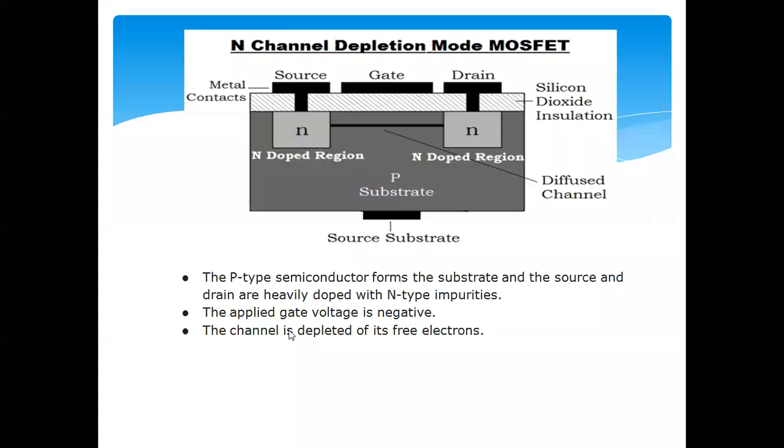Now, the gate voltage applied is negative. See, for a depletion MOSFET, whatever gate voltage we are applying is a negative voltage, and the channel is depleted of its free electrons. As it's an n channel, the majority carriers are electrons, right? For a p type, the majority carriers will be holes, or positive charges, right? So now you are clear with all these terminologies and basics from your ECAT. So this is about the N channel depletion mode MOSFET.